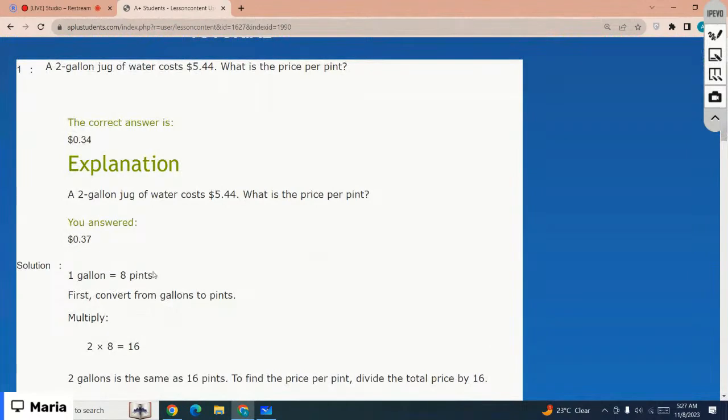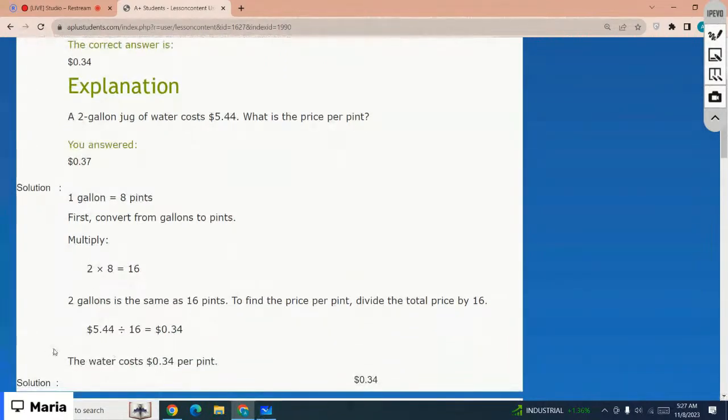1 gallon equals 8 pints. So in 2 gallons you have 2 times 8, 16 pints, right? Now divide the price by 16. 5.44 divided by 16 is 0.34. That means the water costs $0.34 per pint, right?